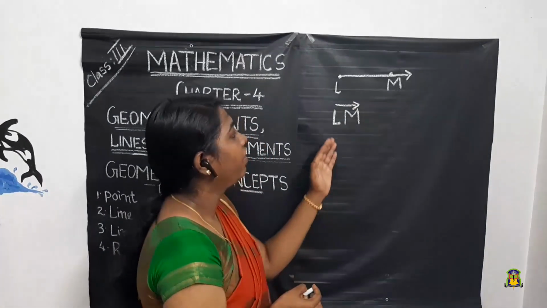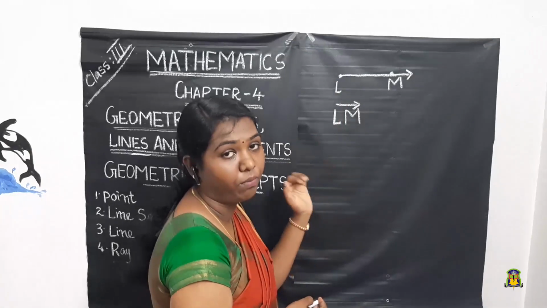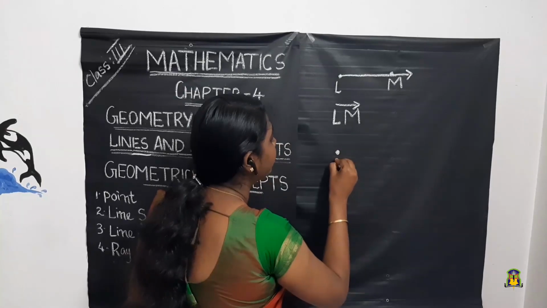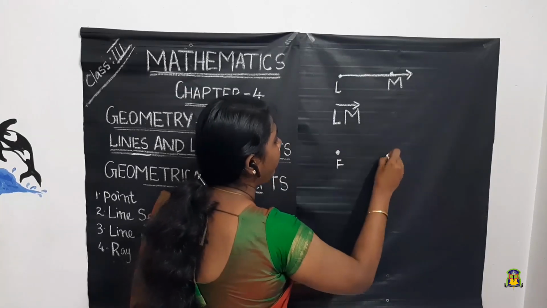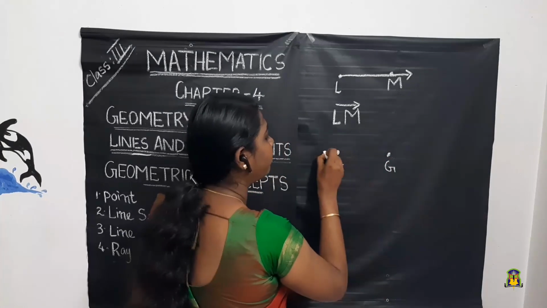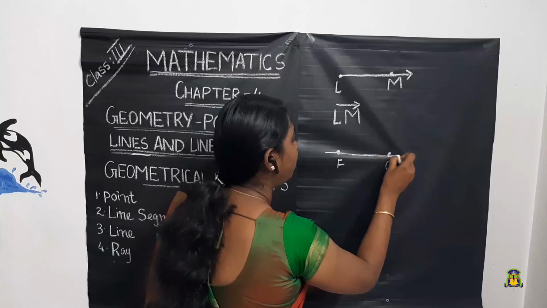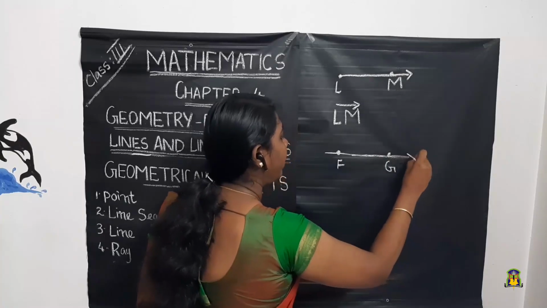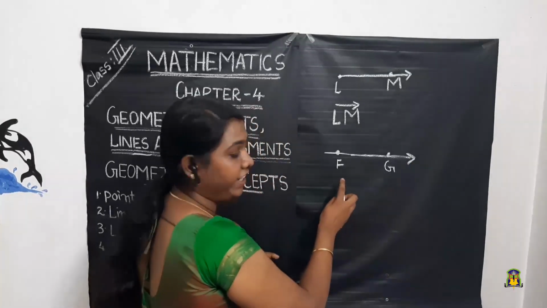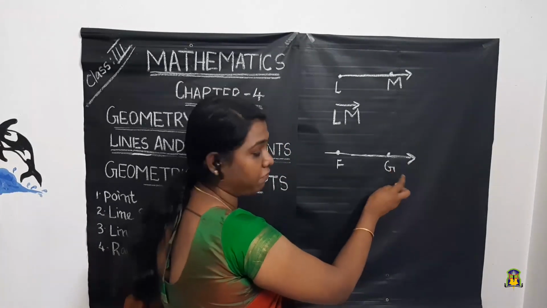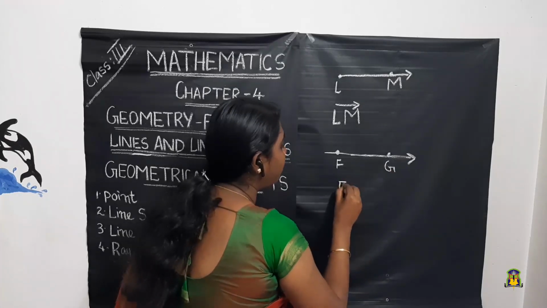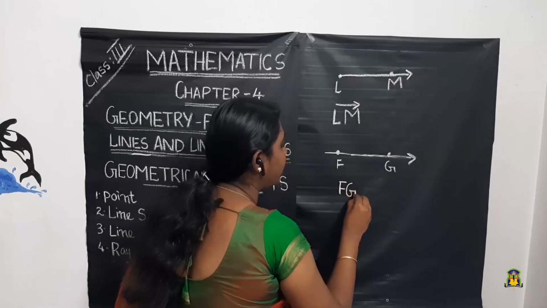Okay, then we can draw one more ray. That is, I am going to make another point. This is point, let it be F, and point G. Okay, now I am going to join these 2 points, and I made one arrow mark here. We call it ray FG. How will you represent ray FG? That is, points FG you will write here.